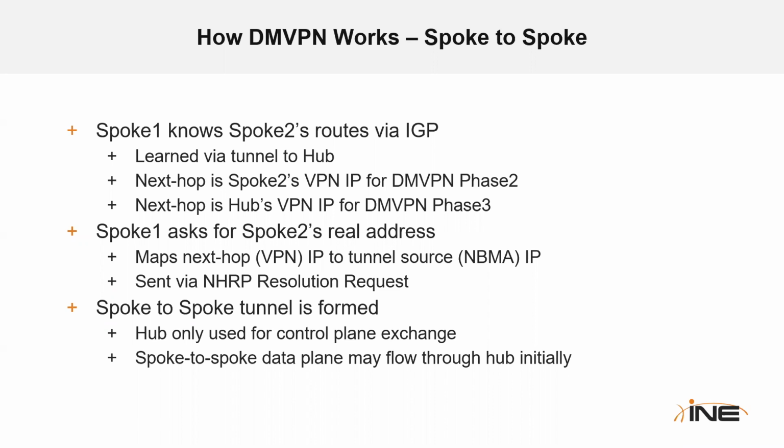So spoke 1 is going to ask for the resolution via the next hop server. It's going to ask for the real address or the underlay address of spoke 2, and it's going to be sent with an NHRP resolution request to the hub. And then the spoke-to-spoke tunnel is going to be formed. So the idea is that the hub is not going to be used in the data plane for the actual packet flow. The hub is only going to be used for the control plane information for the NHRP and for the initial flow of packets while we're in the middle of establishing the spoke-to-spoke tunnel. But 99% of the traffic spoke-to-spoke is going to go directly spoke-to-spoke as opposed to going up to the hub and then back down.